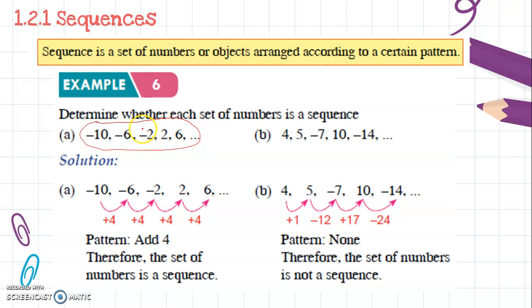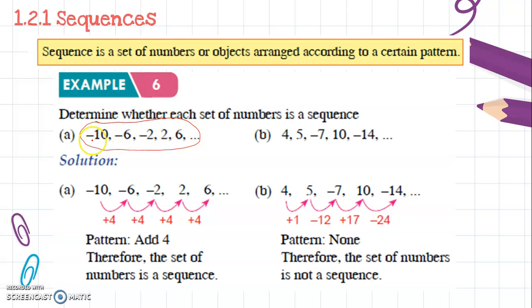And then a sequence must have patterns. Okay, so for example, this one, example 6: determine whether each of these sets of numbers is a sequence. If you want to identify whether it is a sequence or not, you look at whether there is any pattern involved in this set of numbers.